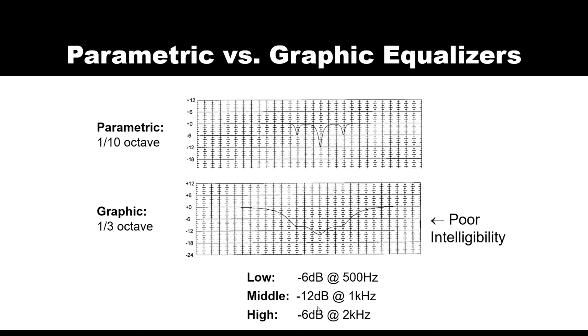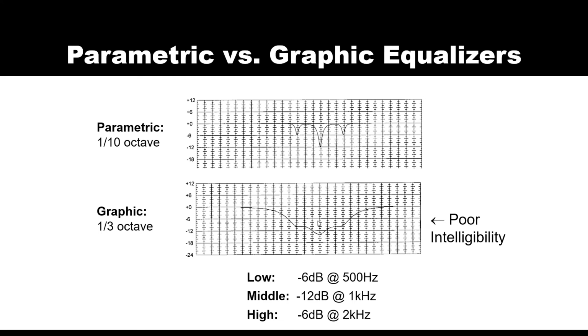And you can see here, again, with a 6 dB cut at 500 hertz, 12 dB at 1, and 6 dB at 2, with the 1/10 octave graphic, you've got three very narrow notches here. But the 1/3 octave graphic, which is very wide, it compounds and essentially sucks all the mid-range out of your sound system. So if you have to cut these frequencies with the graphic EQ, you've done much more damage to the overall sound of your loudspeaker.